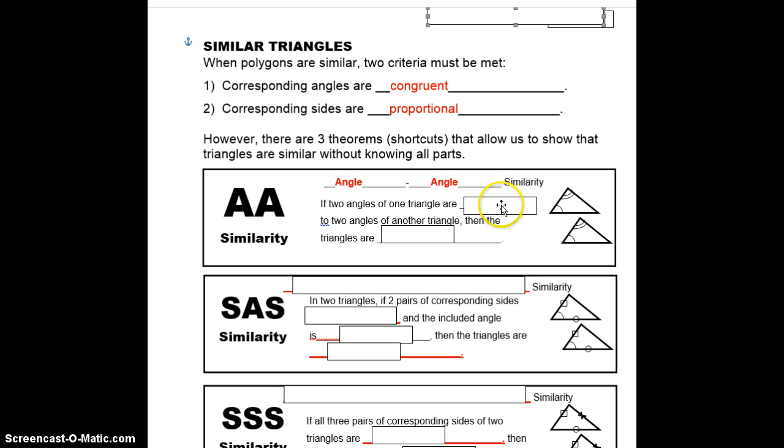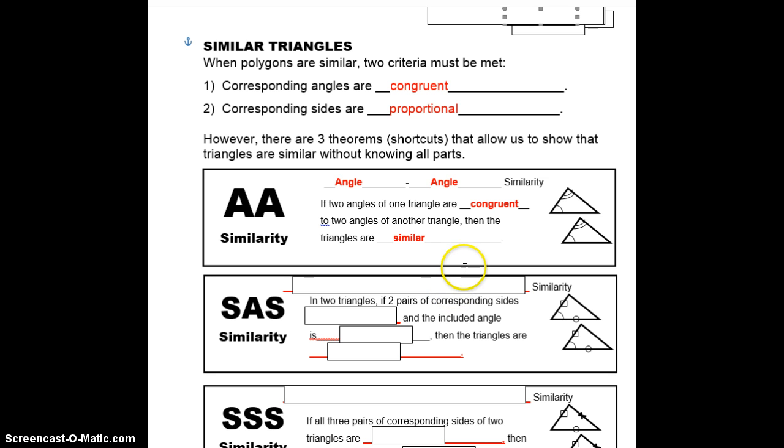One of the things that we know is that if two angles in a triangle are congruent to two angles in another triangle, well, the third one's going to be congruent as well. And all we really need to match up are the angles for the triangles to be similar. So 2 is enough. If I know that two angles in one triangle match two angles in another, we've got similar triangles, and that's AA.